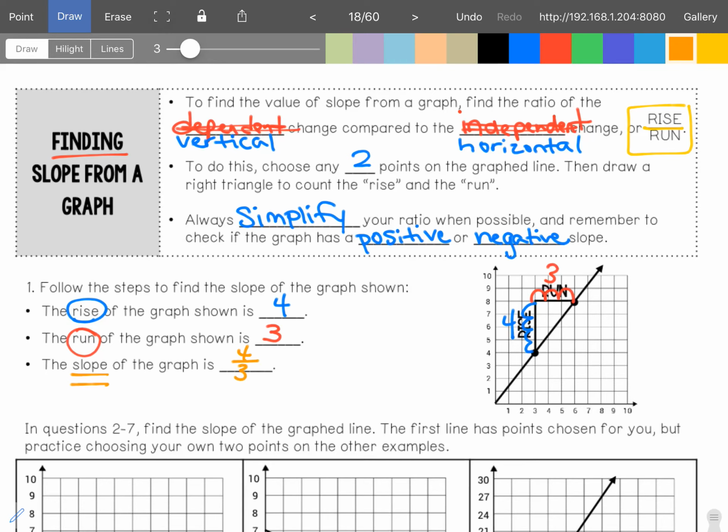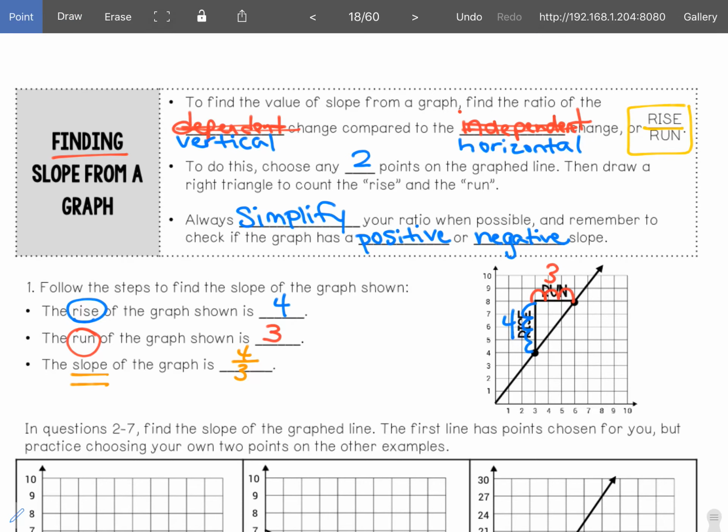It's a fraction, 4/3. Now you want to make sure you go back and determine if the line is positive or negative. See how the line is going up? That's a positive slope. So we're going to leave this as positive 4/3.